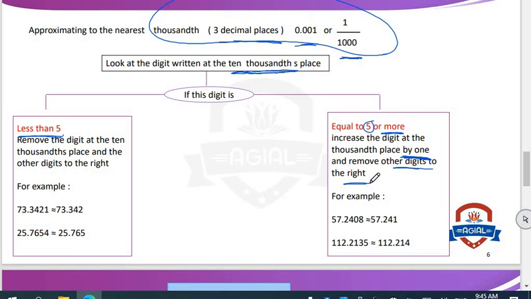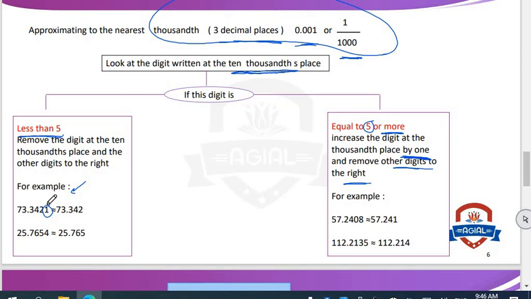Okay, for example, 73.3421. I want approximating it to the nearest thousandth, or 3 decimal places, or 0.001, or 1 over 1000. We look at the number in the 10,000th place, number 4 after the decimal point. And here we have what? 1.